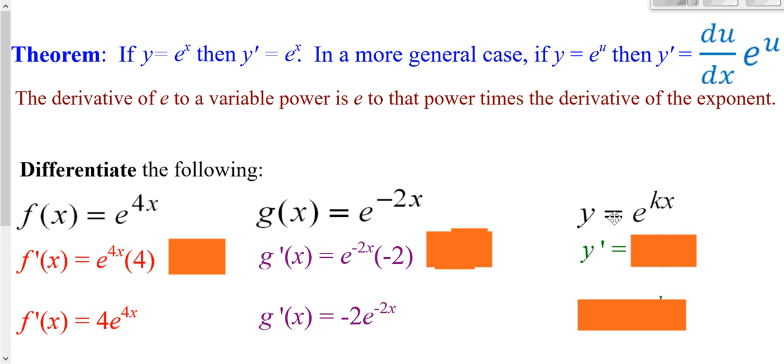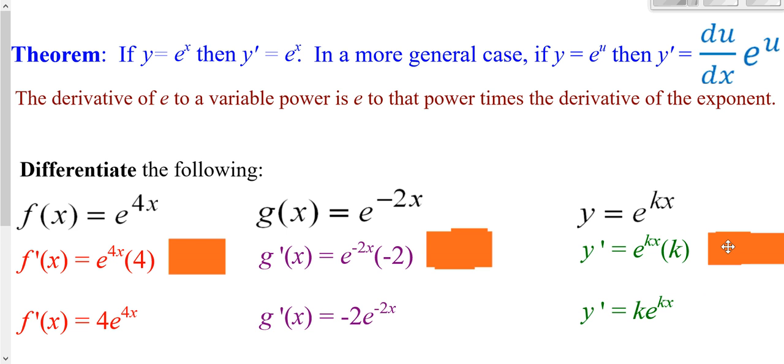Here we have y is equal to e to the k times x, where k is a constant, just like what we had over here on the left. So it's really going to be e to that power times the derivative of the exponent, which is just that constant. So it's common to just put that constant in front.